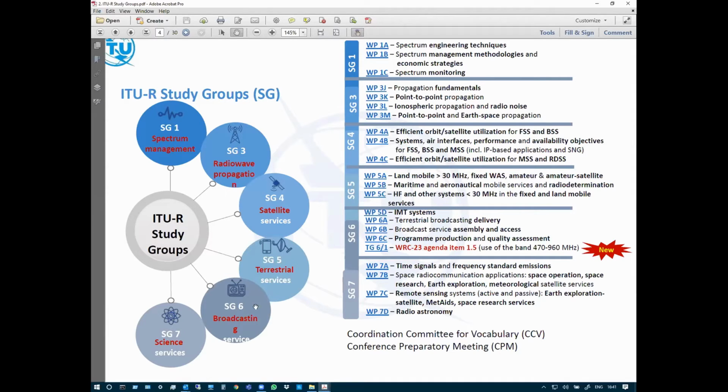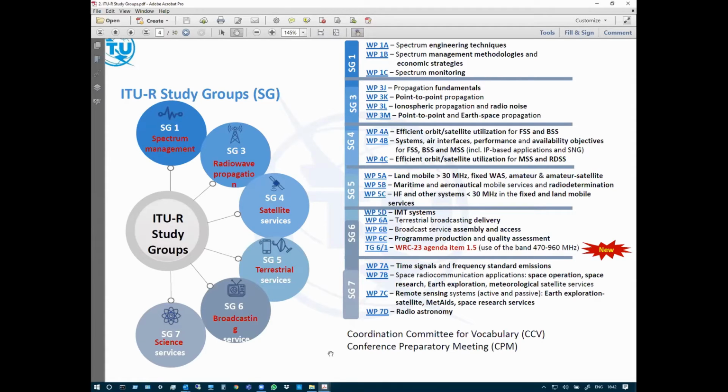Then we have Study Group 6, broadcasting, having these 3 working parties and a new task group that is related to a specific agenda item. This task group is incidental. It will be valid until the next conference. After that conference, we are going to delete it, but maybe we will need to create another task group according to the agenda. Then we have 6A, terrestrial broadcasting delivery; 6B, broadcasting services, assembly and access; 6C, program production and quality assessment.